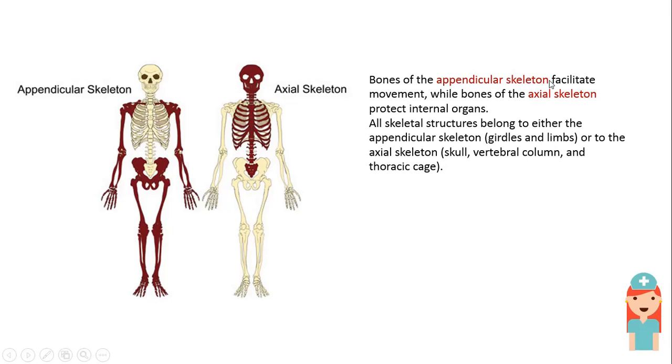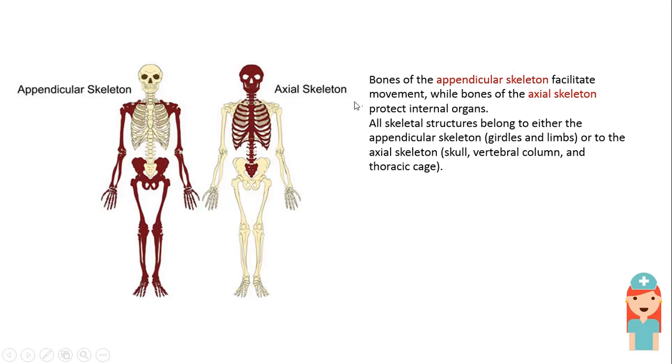Bones of the appendicular skeleton facilitate movement while bones of the axial skeleton protect internal organs. All skeletal structures belong to either the appendicular skeleton or the axial skeleton. So in the axial skeleton, you can see the skull, the vertebrae, and the thoracic cage, whereas in the appendicular you can see girdles and limbs. Okay, so this is the difference between the appendicular skeleton and the axial skeleton.